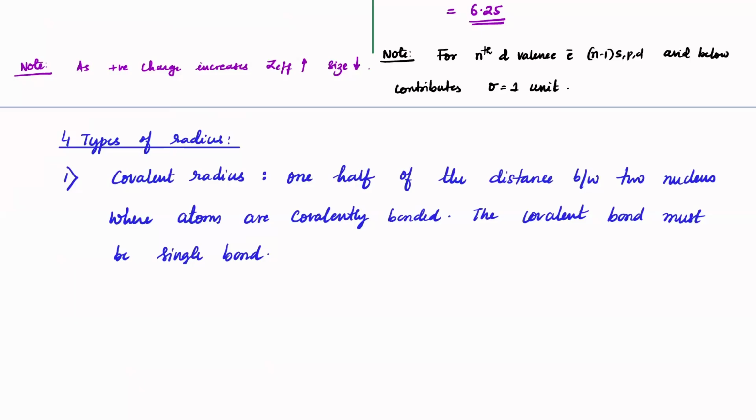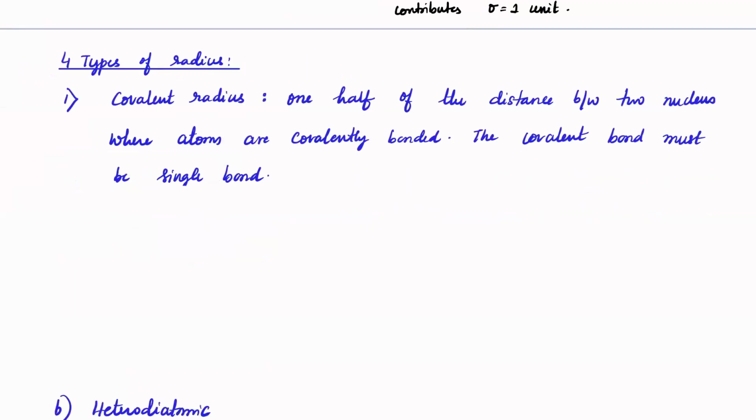Right. Now see the next factor. There are four types of radius which we will come across. Now, what do you mean by types of radius? Isn't it one radius for everything? No. For example, let me show you.